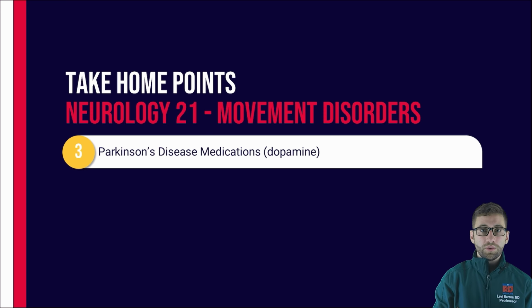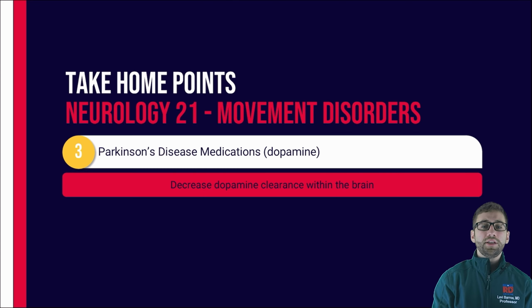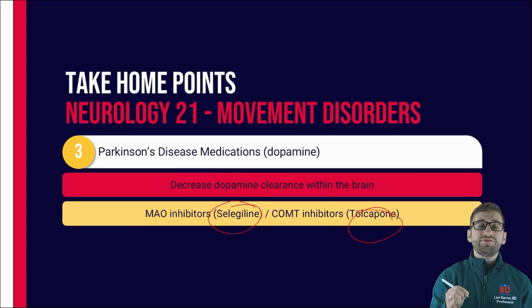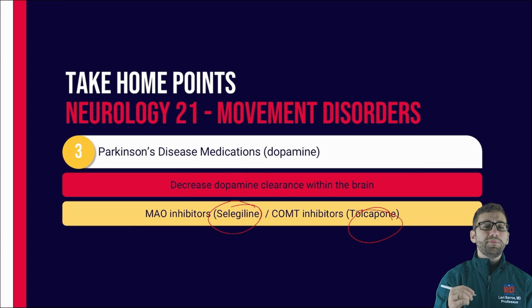Remember that. Now, to decrease dopamine clearance within the brain, MAO inhibitors such as selegiline and COMT inhibitors such as tolcapone are used. Selegiline, tolcapone. Entacapone works only outside the brain. It does not work within the brain. Tolcapone works within the brain and outside the brain. Remember that. All of these drugs inhibit the breakdown of dopamine, increasing its availability in the synaptic cleft.